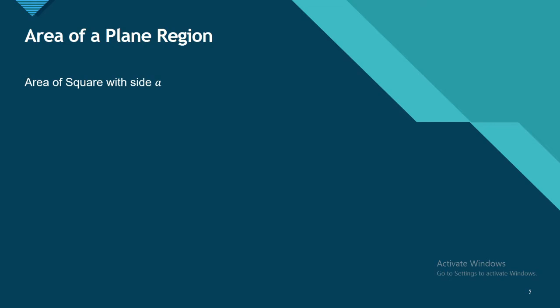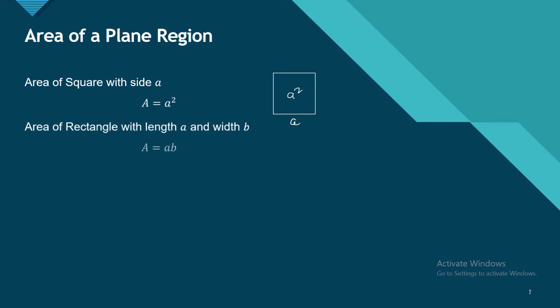The area of a square with side a is equal to a squared. If this is the side of our square, the area of this bounded plane region is equal to a squared. For a rectangle, it is equal to a times b.